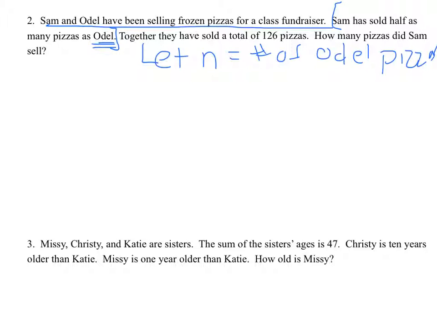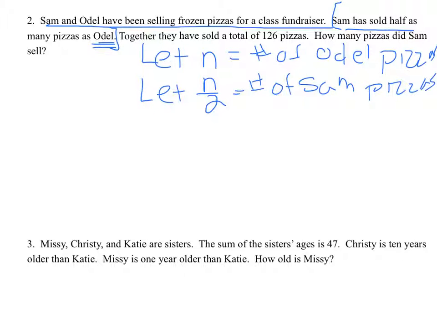And so what I really need to translate now is Sam sold half as many. And if you remember from yesterday, half just means divide by 2. So I'm going to take n and divide it by 2, and that one's going to be number of Sam's pizzas. You get the idea.